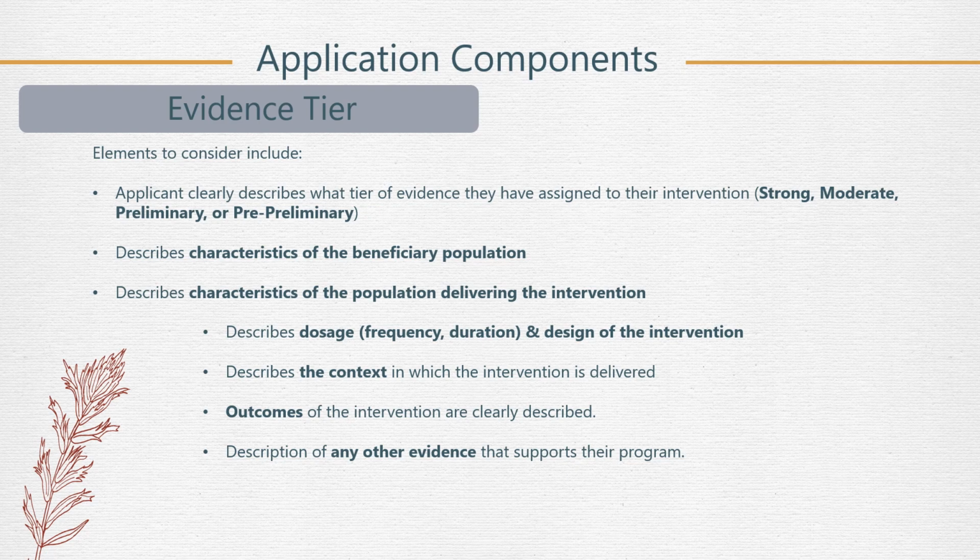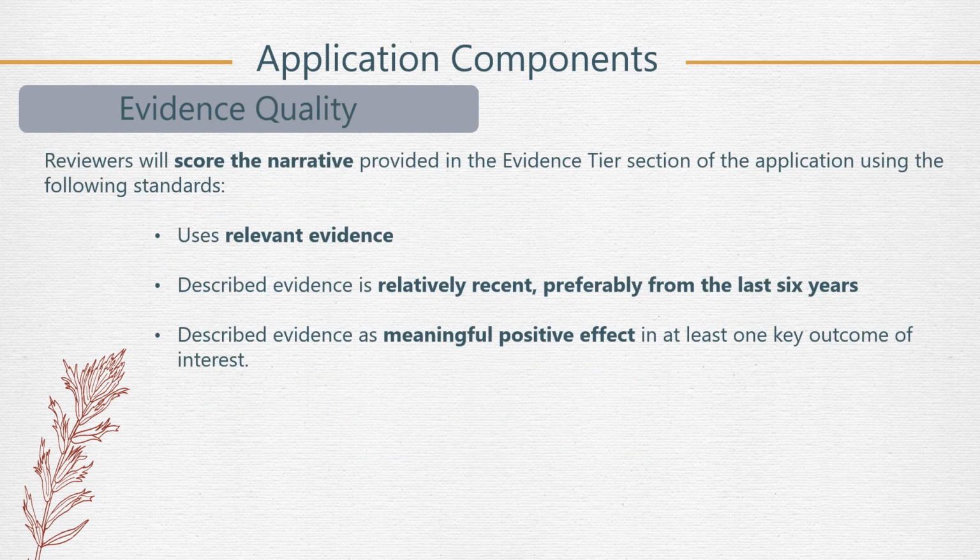It describes the context in which the intervention is delivered, the outcomes of the intervention, and any other evidence that will support their program. So again, this is really talking about the strategies that they are going to use to be able to achieve their outcomes and their outputs. Another thing to look at in the evidence tier section of the application is that they use relevant evidence, preferably from the last 6 years, and that the described evidence is having a meaningful positive effect in at least one of those key outcomes of interest.